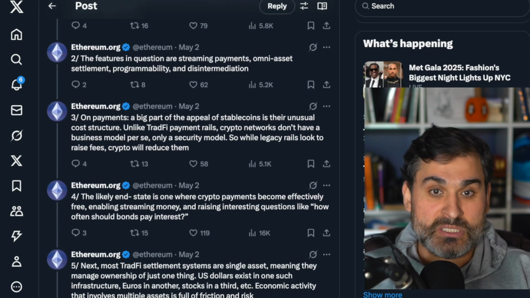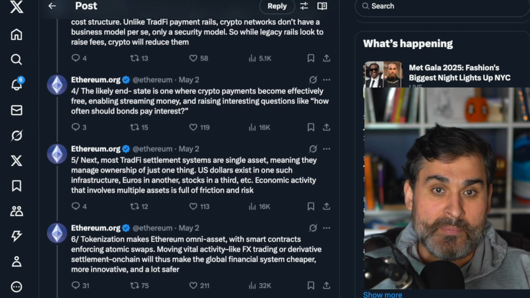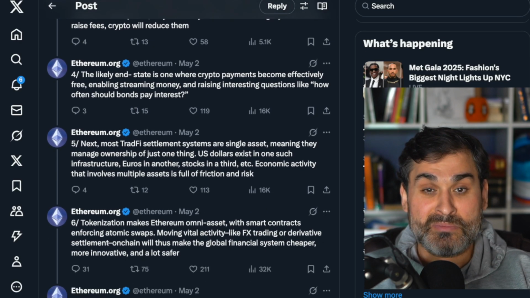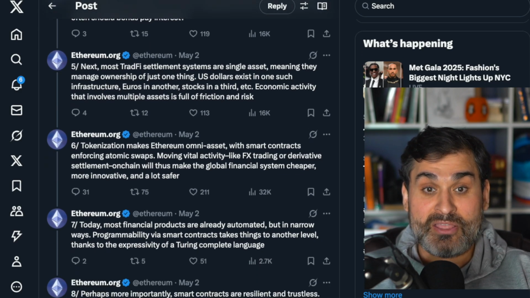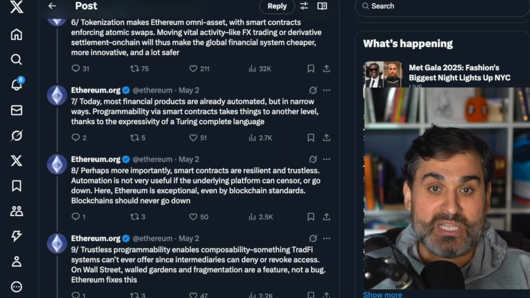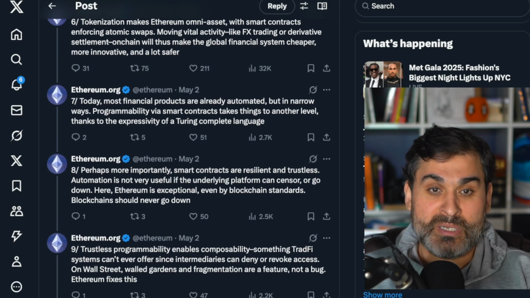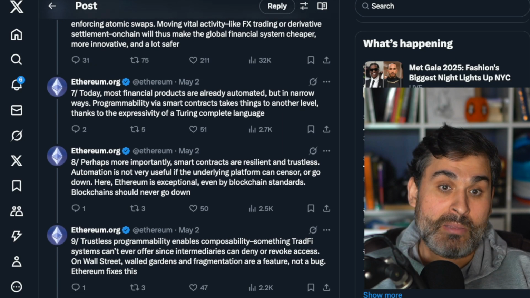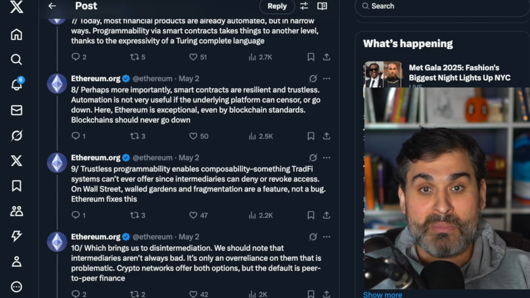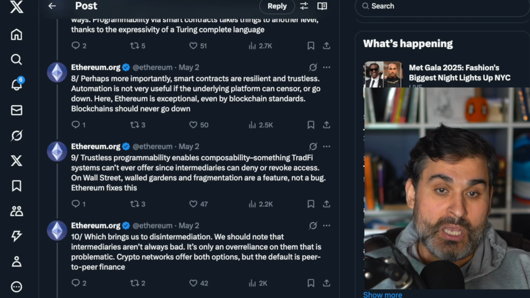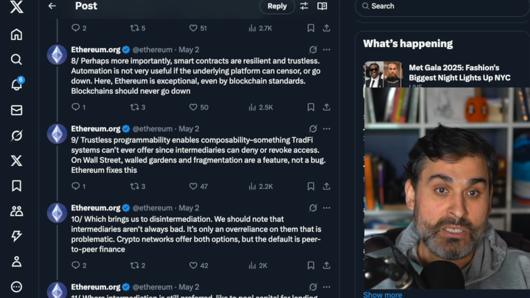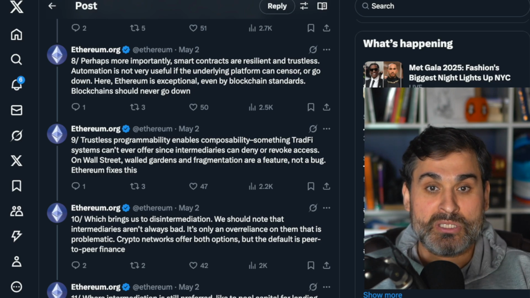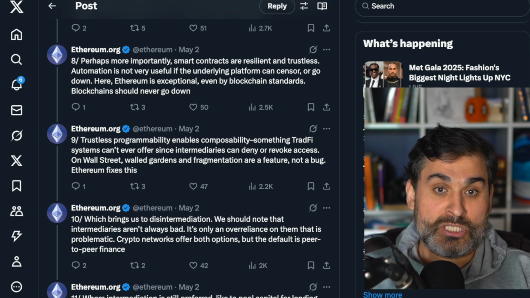He says on payments, stablecoins will be great. And then he says the TradFi settlement systems are single asset, meaning they manage ownership of just one thing. Tokenization makes Ethereum omni-asset. He says today most financial products are already automated, but in narrow ways. Programmability will help you grow that. He says perhaps more importantly, smart contracts are resilient and trustless, and automation is not very useful if the underlying platform can censor or go down. Here Ethereum is exceptional, even by blockchain standards. Blockchain should never go down.